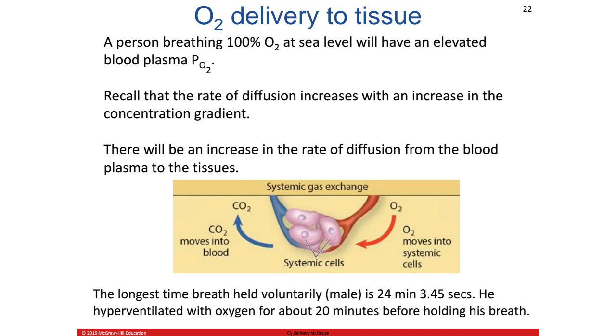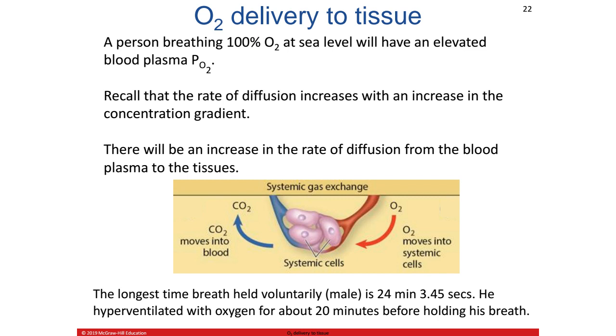And so as this blood then goes around the systemic circuit, gets to the systemic capillaries, there may be an argument that because of the slightly higher partial pressure of oxygen, there may be an increased rate of diffusion from the capillaries and into the tissue.